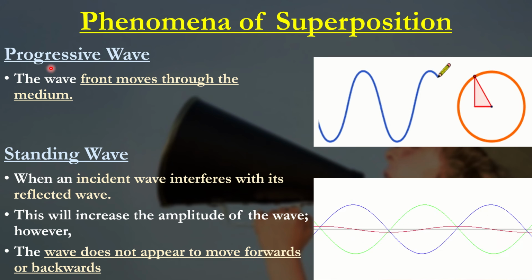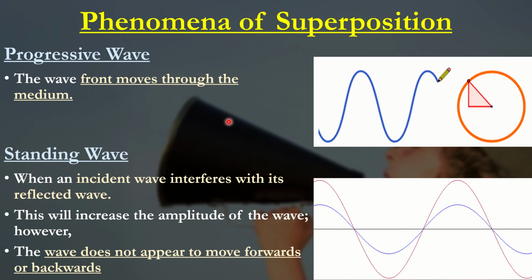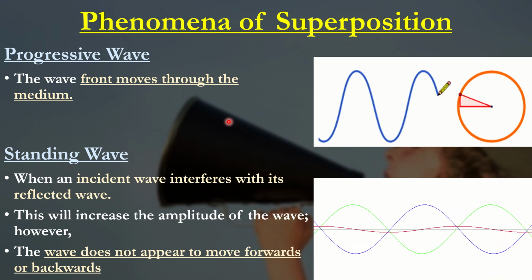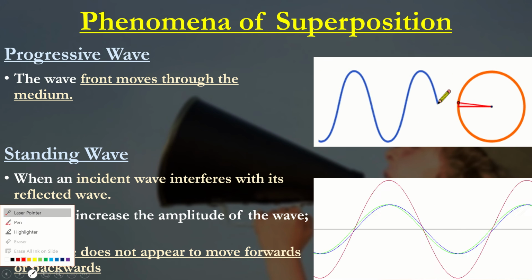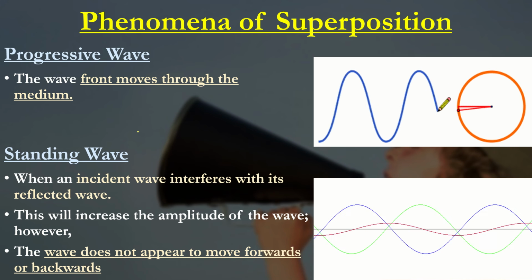Now, progressive waves are waves that appear to be moving. You could think of progressive waves as waves from the water. Okay, so you have the water moving the wave along. That's a progressive wave. The next type of wave we have is a standing wave.